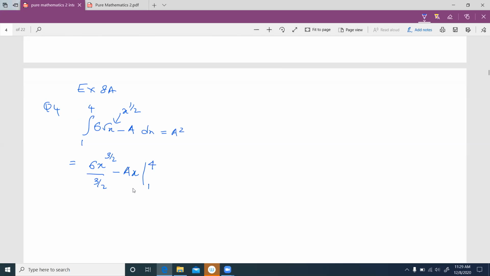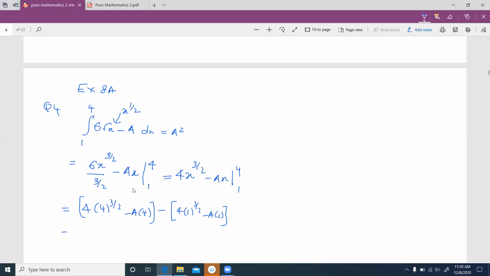Okay, then if you just do this, you can understand, this 2 and this 3 go up, numerator, denominator, get this numerator 12, 12 divided by 3 is 4. So that is 4x to the power 3 over 2 minus ax from 4 to 1, right? Okay, so with that, if you substitute 4 into 4x to the power 3 over 2 minus a times 4, substitution of the upper boundary, minus the substitution of the lower boundary, 4 times 1 to the power 3 over 2 minus a times 1, right?